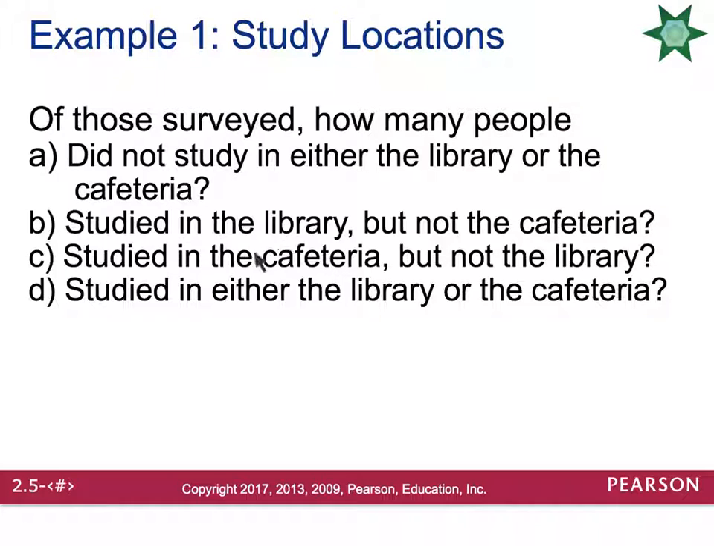Once we get the Venn diagram, we can answer these questions. Of those surveyed, how many people did not study in either the library or the cafeteria? How many studied in the library but not the cafeteria? How many studied in the cafeteria but not the library? And how many studied in either the library or the cafeteria? So we'll be able to answer those once we do our Venn diagram.